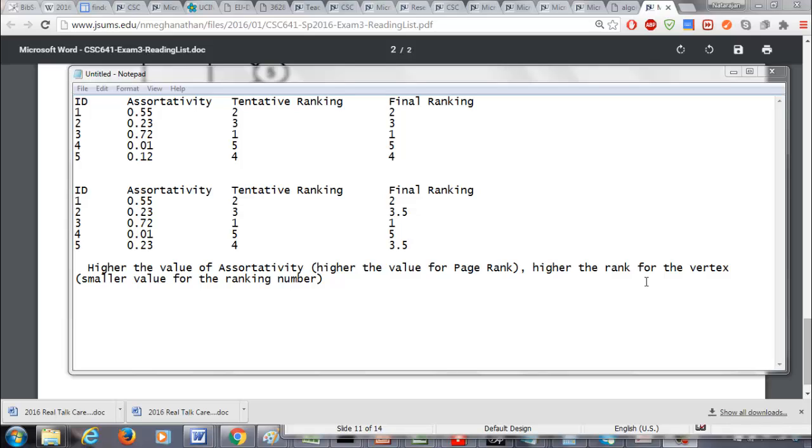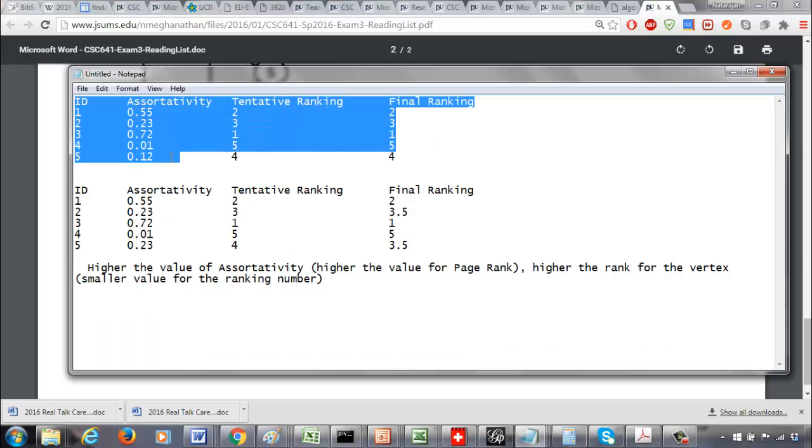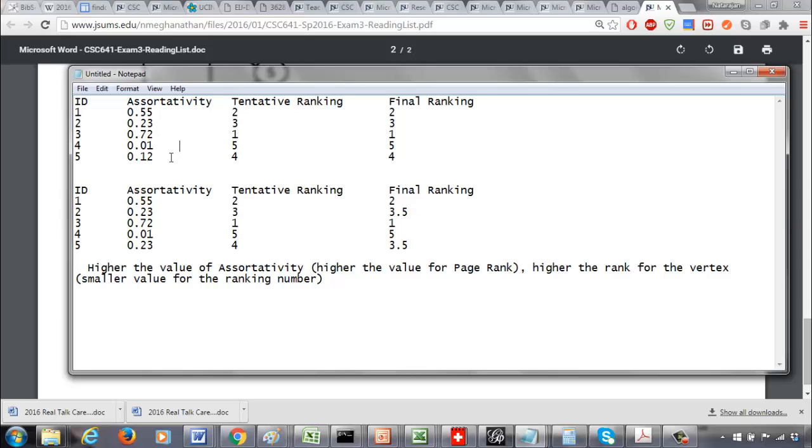So for assortativity or even page rank, these are the two metrics we'll be working on for exam 3. You would prefer a vertex with a larger assortativity value or a larger page rank value. Okay, so for example, if these are the 5 vertices and these are the assortativity values of those 5 vertices, I would prefer to use this node 3 that has an assortativity value of 0.72. That's the largest among the values out there. So I would assign it a ranking of 1. So ranking of 1 means higher rank. Okay, so that's what I want to state here.